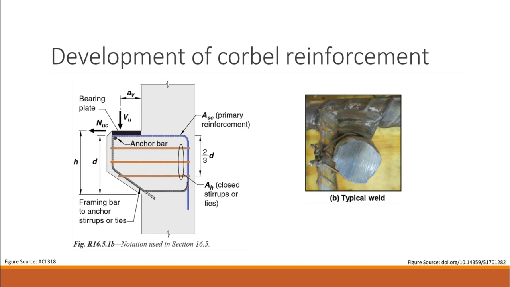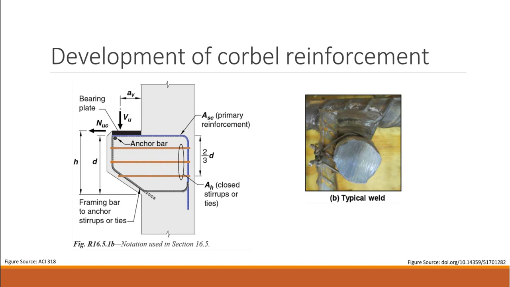One of the ways that was established back in the 70s, in some work by Alan Maddock, was to use a bar of the same size perpendicular to that bar, and then you place a weld at the interface between those two bars. There was a recent project down at the University of Texas at Austin, the DOI link is down there in the bottom right, that was looking at the performance of corbels and the development of that primary tension reinforcement.